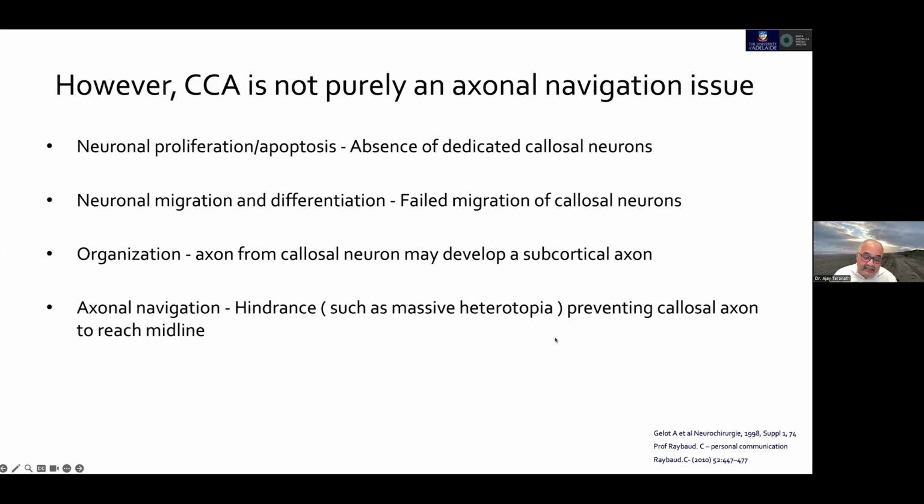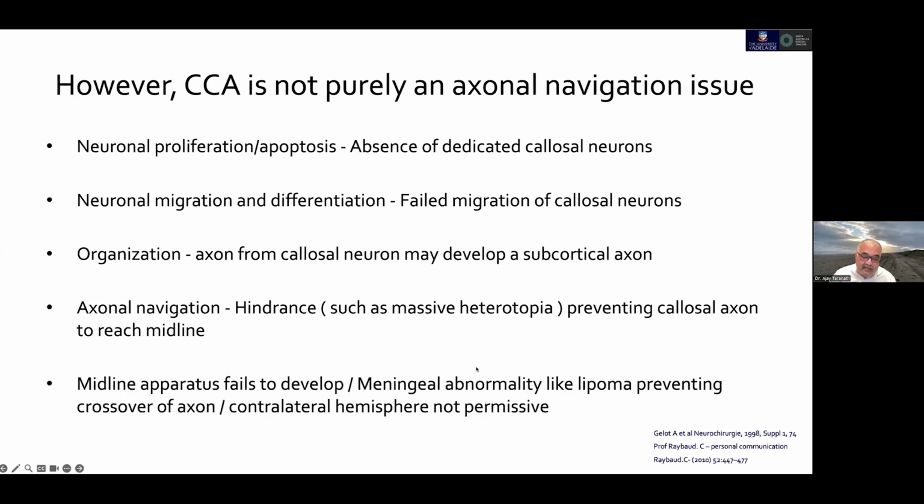Or it has sent a commissural axon, but it is not able to cross because there's a massive heterotopia, or there is an interhemispheric meningeal lipoma, or the contralateral hemisphere is not permissive and it's not going to receive an axon for whatever reason. Therefore, corpus callosal agenesis, or better called classic commissural agenesis, is not purely an axonal navigation issue.